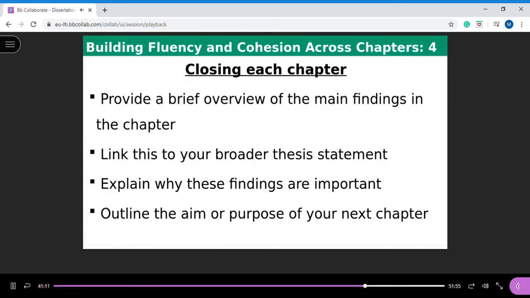Then, because you want to top and tail, you can build cohesion and fluency by, at the end of each chapter, providing a brief overview of the main findings you've made in the chapter, linking this to your broader thesis statement or aims, and explaining why these findings are important. And then you can link to the following chapter if you would like. So this is an example of a paragraph at the end of a chapter.